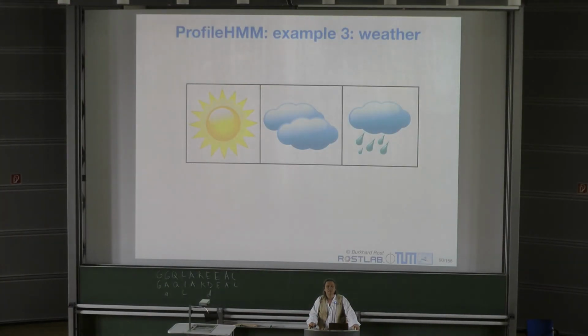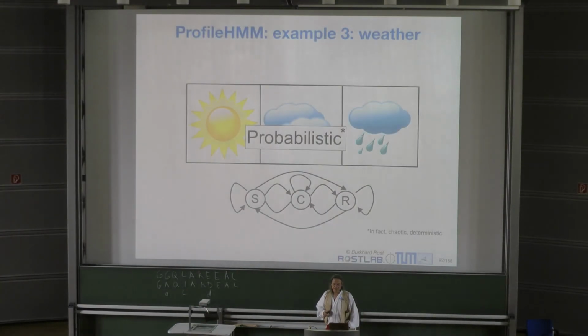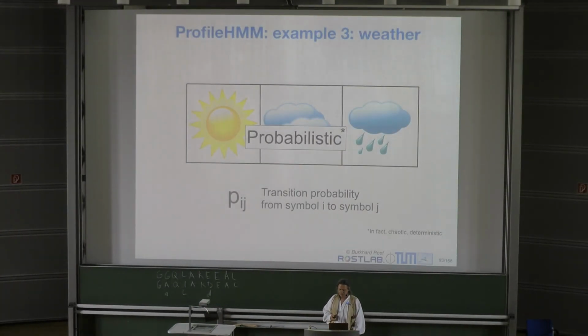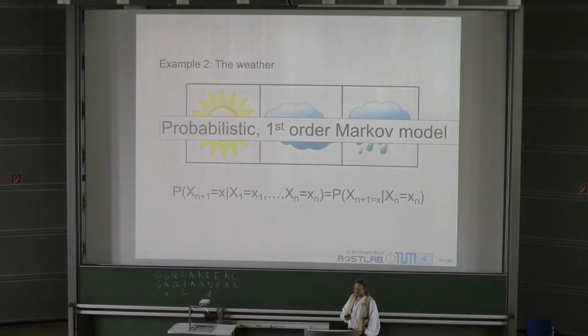What about this one here? So the weather prediction, it's sunny, cloudy and rainy. Yes, that is highly probabilistic. In fact, it is even complicated to do that on a first order Markov model, but this would be in principle the way of doing that.